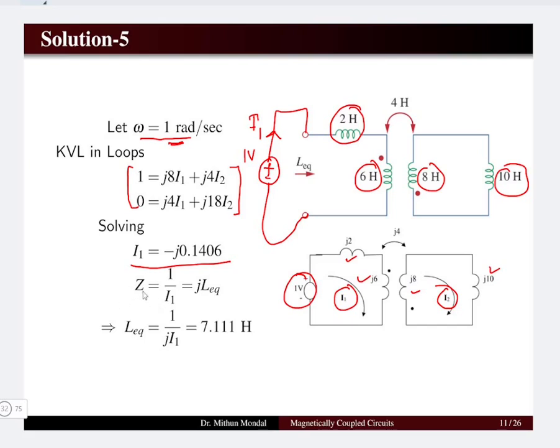We know that the input impedance is basically the input voltage by input current. Here the input voltage is 1 volt and the current is I1, which will give us the net reactance XL or XL equivalent. Now, from that we can find out what is the L equivalent value by taking the inverse, and it will give us 7.11 Henry as the net L equivalent of the entire network.